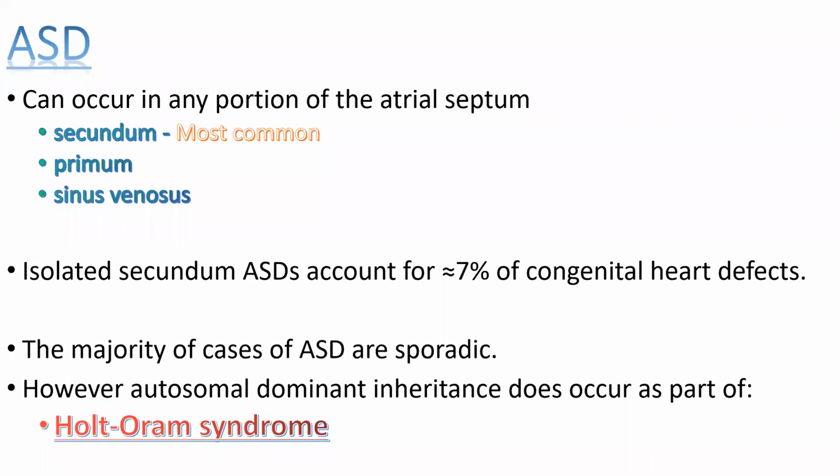Okay, good. So I was saying, you tell me which one is the most common ASD? Secundum. And which one is associated with Lutembacher syndrome? Secundum. Very good. And which one has the right axis deviation?